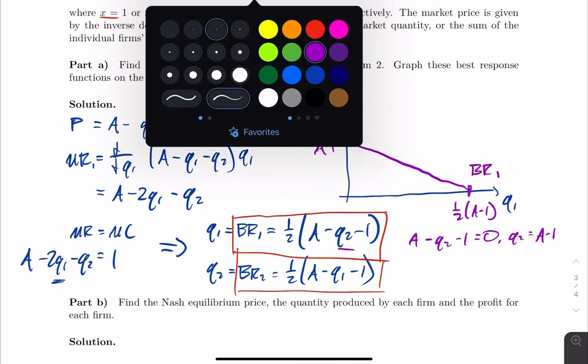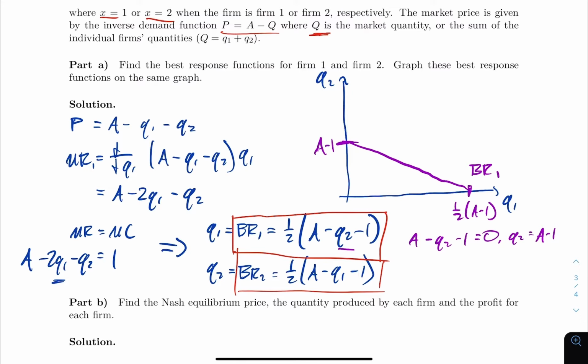Now for Q2, it's going to be symmetric. So here we have 1/2 (A minus 1) and A minus 1. Okay, so then our intersection is the Nash equilibrium. So that's what we're going to do in the next question.